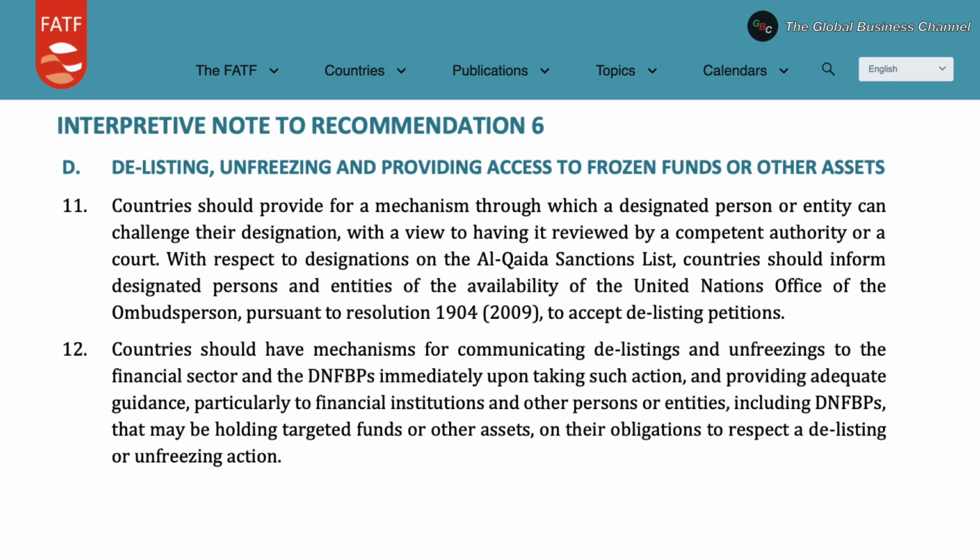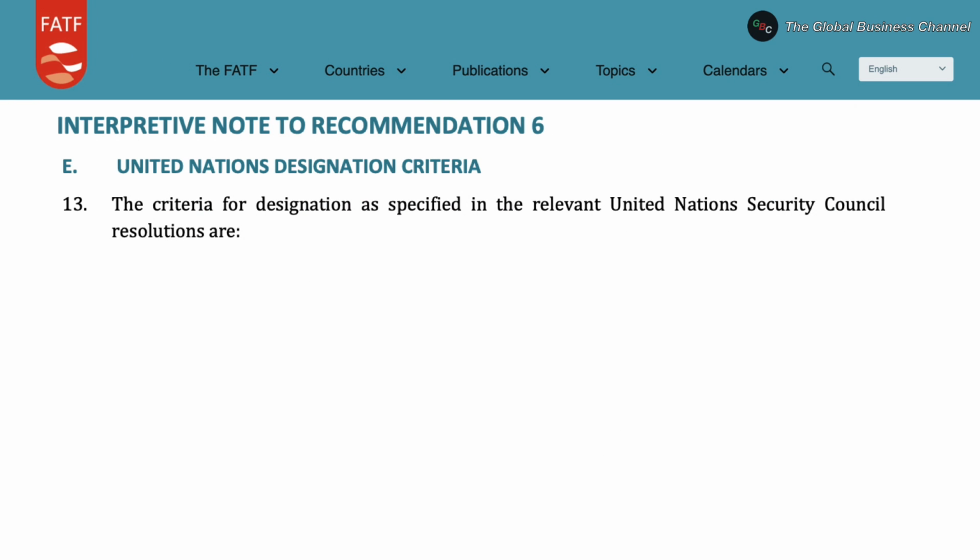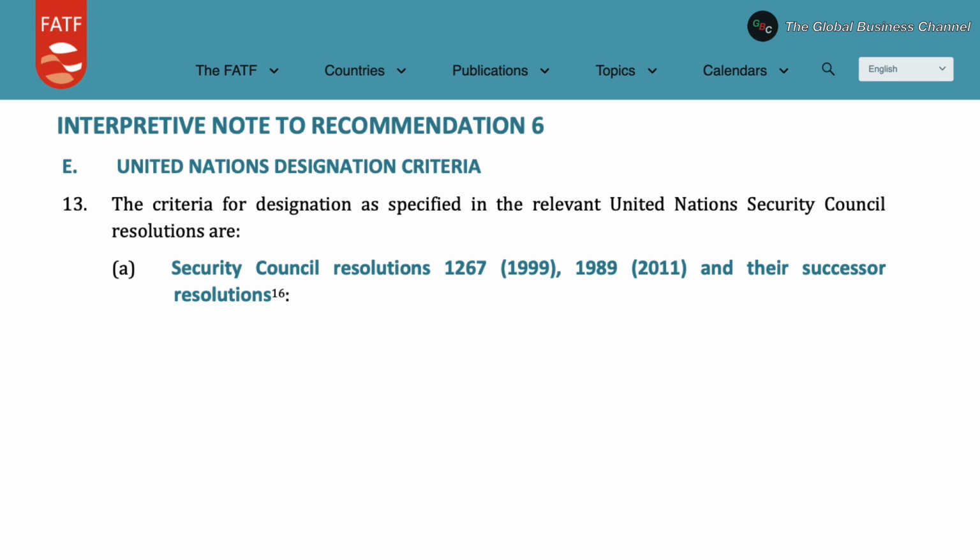with these actions. Lastly, we have Section E on the Designated Nations Designation Criteria, where interpretative note 13 states that the criteria for designation as specified in the relevant United Nations Security Council resolutions are: A. Security Council Resolutions 1267, 1989 and their successor resolutions.